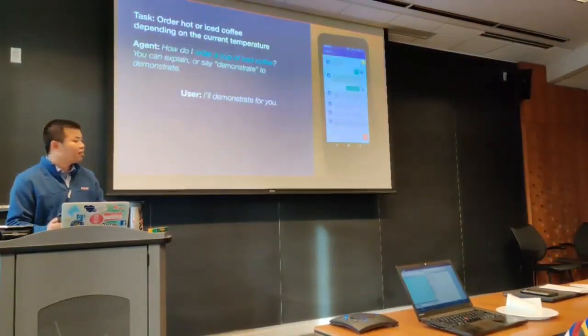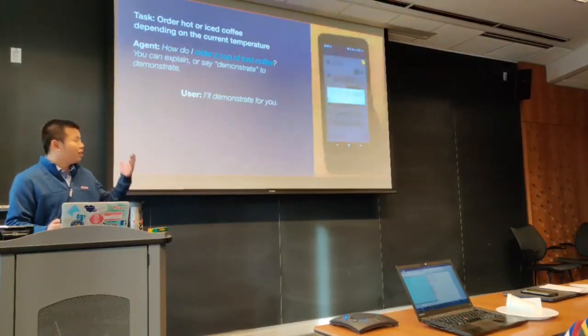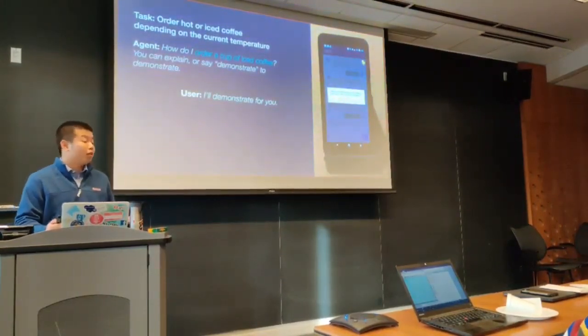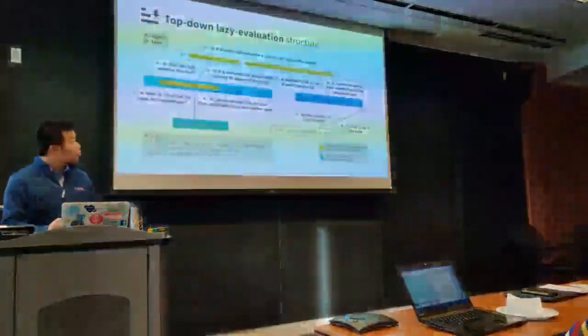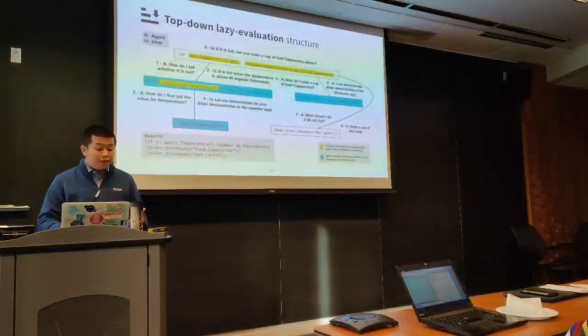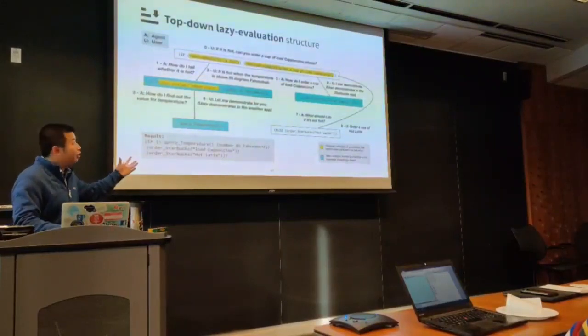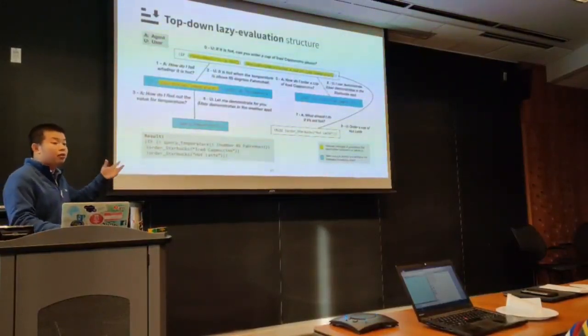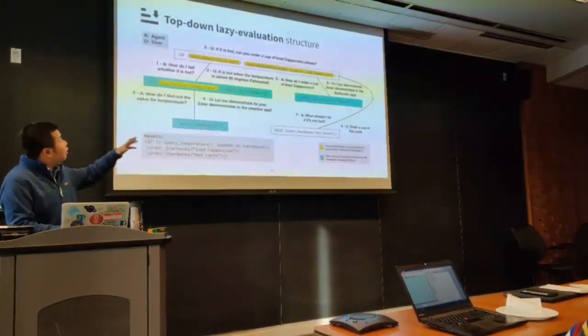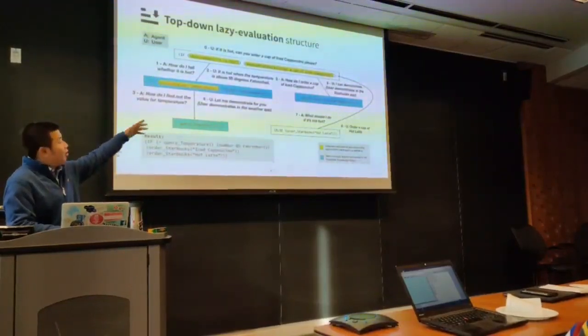I'll demonstrate for you. So the rest is basically going to be the same as the original Sugilite system, so I'll skip that part. But this figure shows the conversation structure of the interaction we just saw. It's a top-down structure with lazy evaluation.